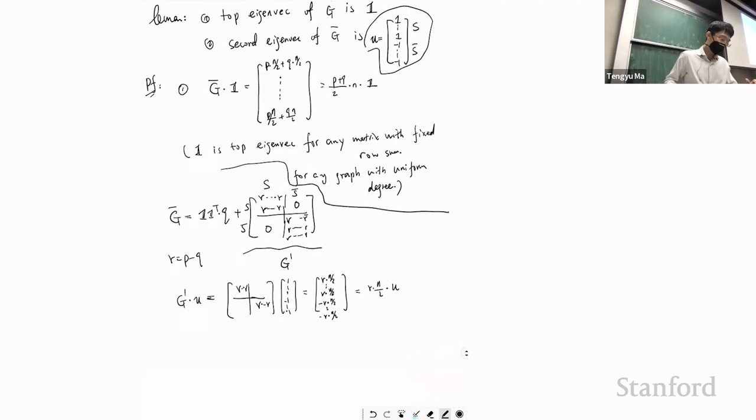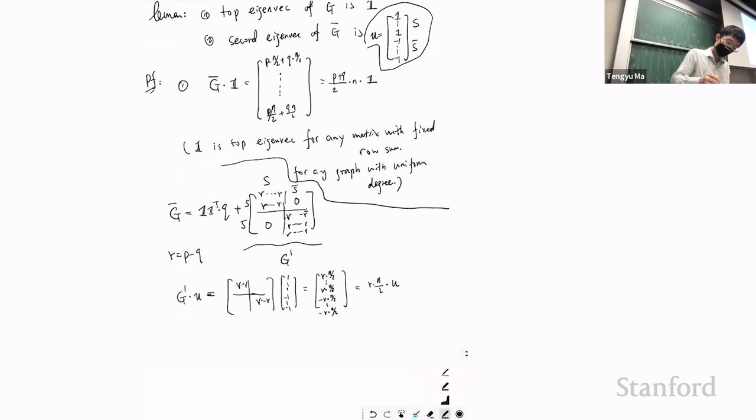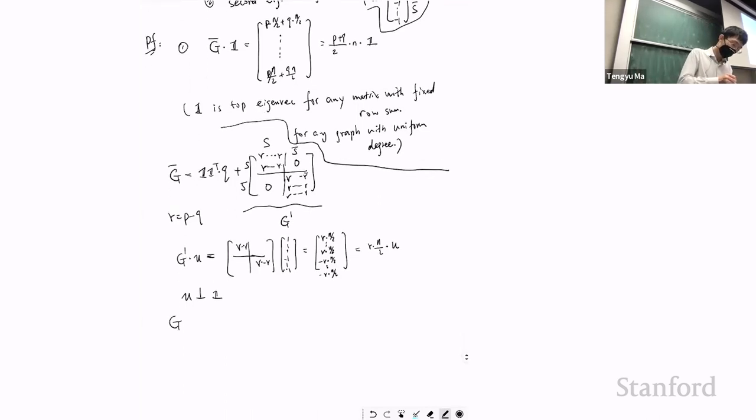Also, U is orthogonal to the all-ones vector, just because half of them are positive and half of them negative, so when you take the inner product, it becomes 0. That's why if you look at G bar times U, this equals G prime times U, because the background you subtract off is orthogonal to U. So this equals R times n over 2 times U, which is (P minus Q) over 2 times n times U.